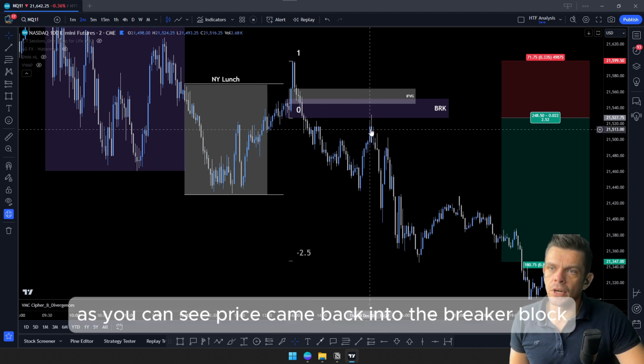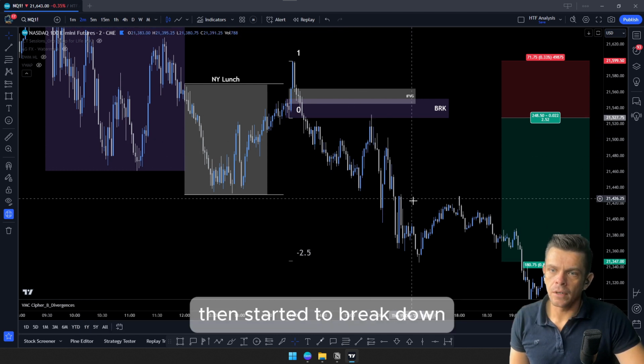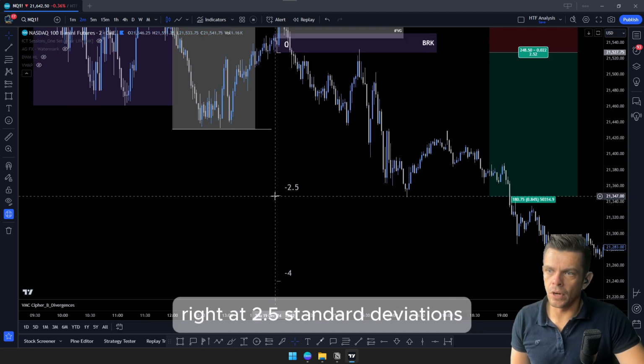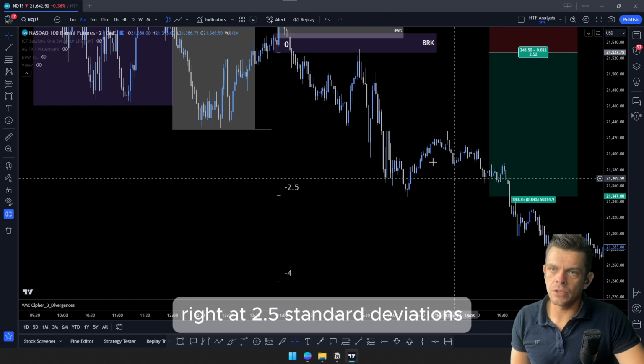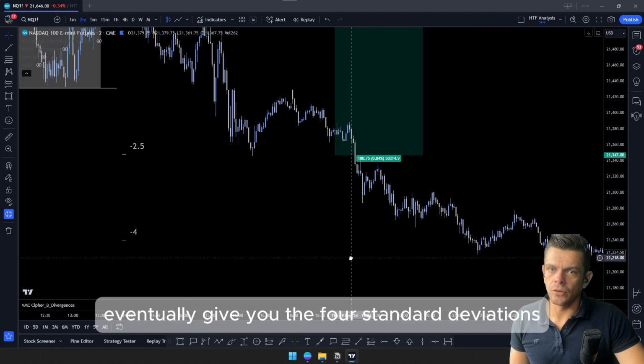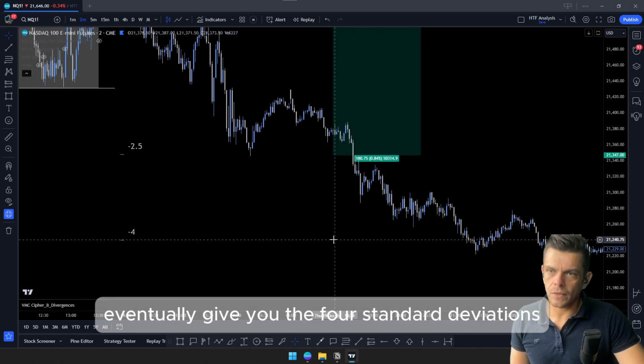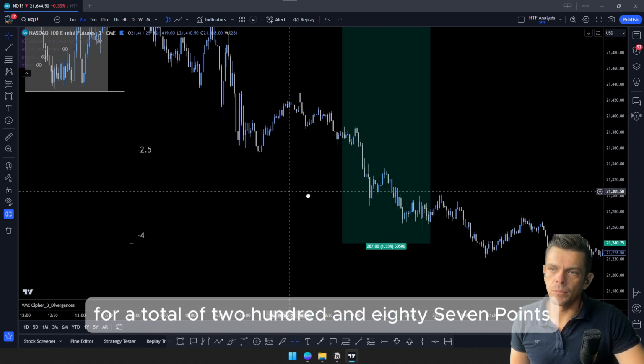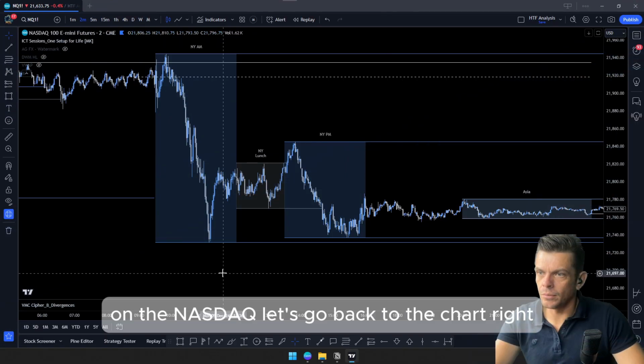As you can see, price came back into the breaker block, then started to break down. You can see how it found a little bit of support right at 2.5 standard deviations and then started to break down to eventually give you the 4 standard deviations, for a total of 287 points on the NASDAQ. Let's go back to the chart.